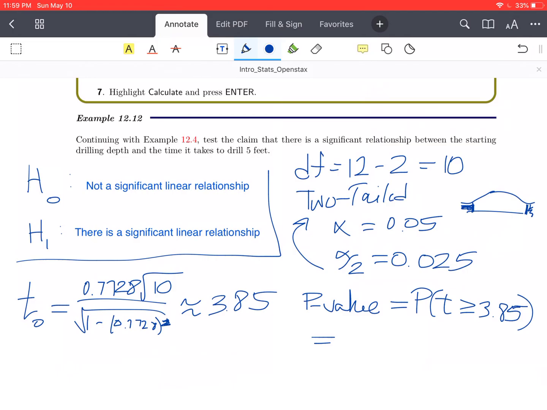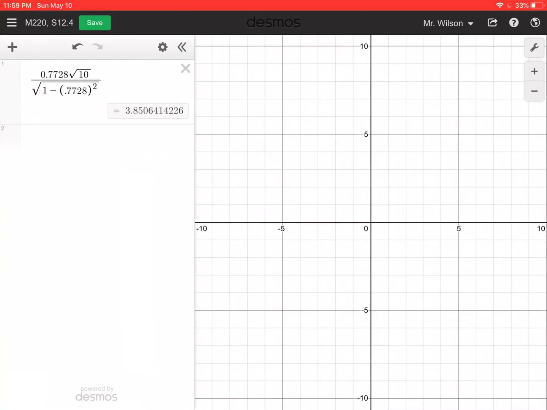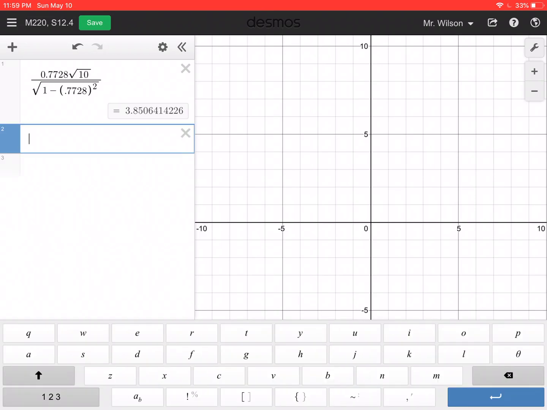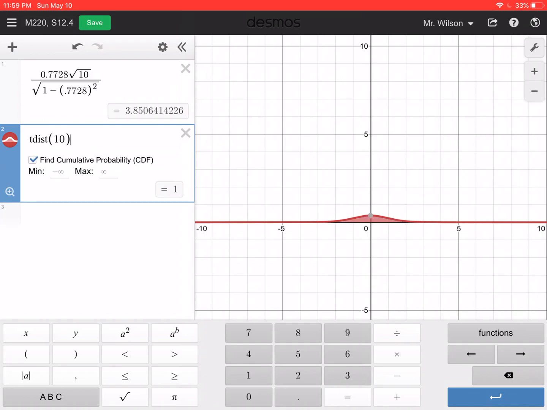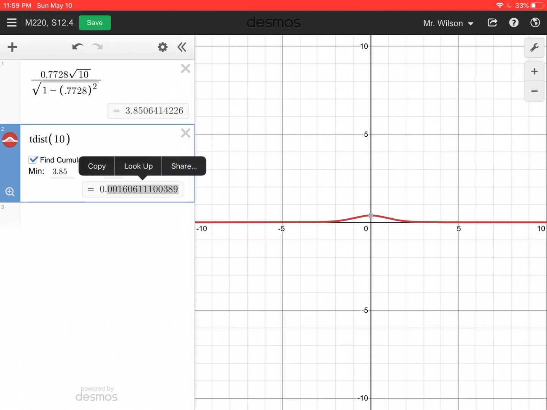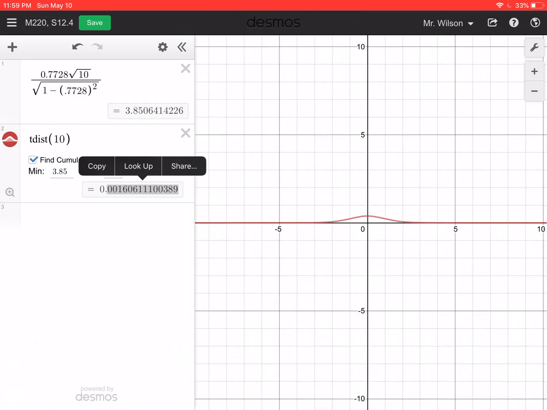Okay, so let's go find this on Desmos. So we're using the t-distribution, so that's going to be t-dist, and then put inside the degrees of freedom, which is 10. And there's our curve. And I want the cumulative probability above 3.85. And there we have it. So it's about 0.0016.